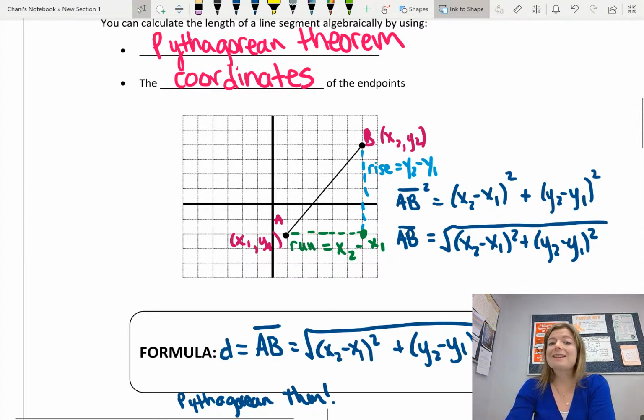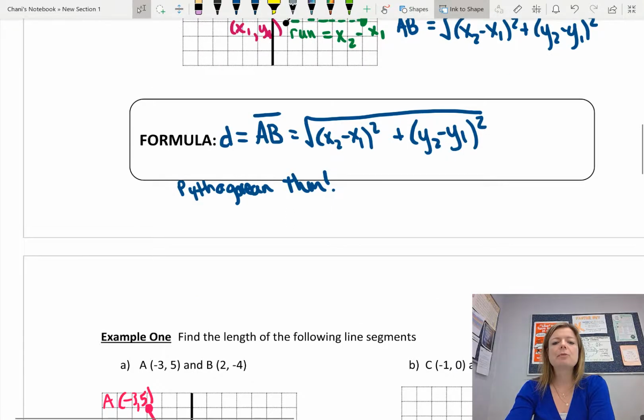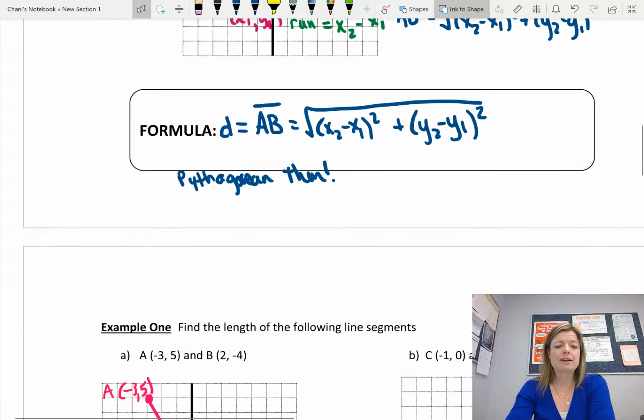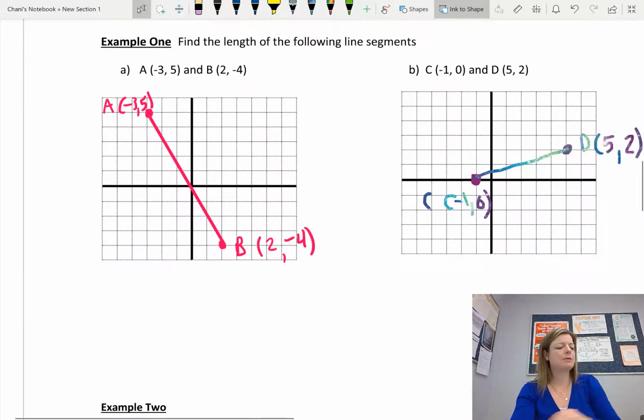You may be asked on a test to explain how this distance formula was created. So in class, you will do another investigation to come up with this on your own, but you are responsible for understanding why this equation is what it is and not just for memorizing it. So let's do a couple examples. Our first example involves plotting the points, drawing the line segment, and now we're going to find the distance.